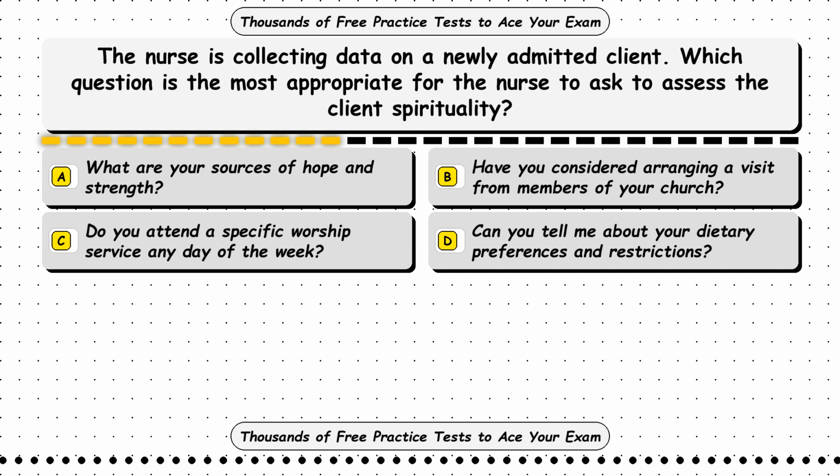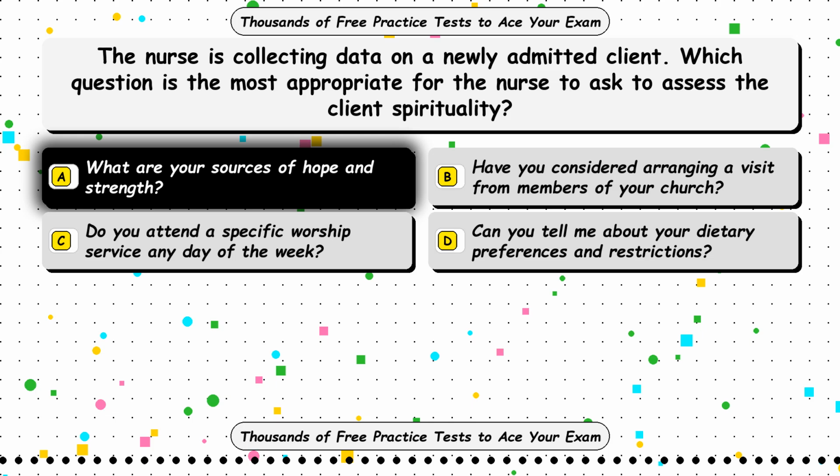Option A. What are your sources of hope and strength? Option B. Have you considered arranging a visit from members of your church? Option C. Do you attend a specific worship service any day of the week? Option D. Can you tell me about your dietary preferences and restrictions?